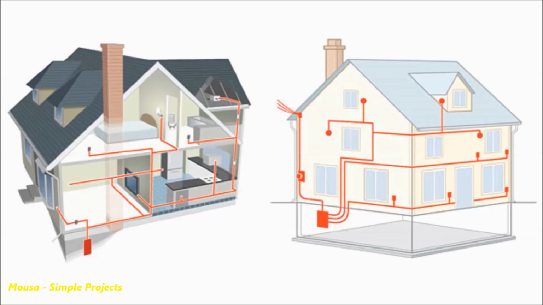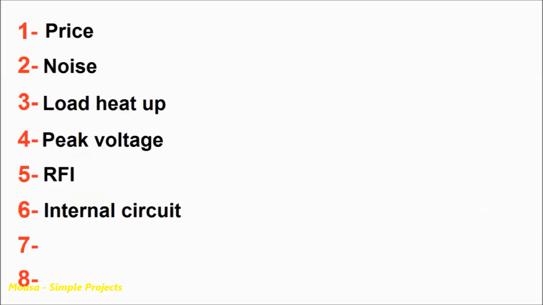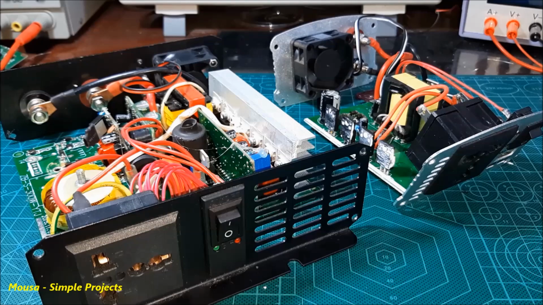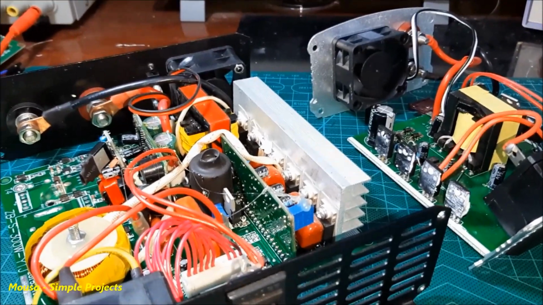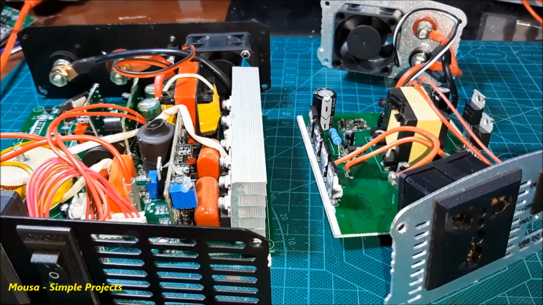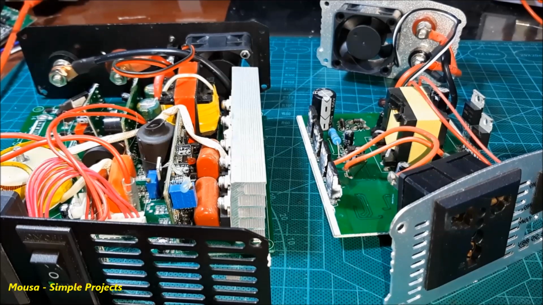and radiate more RFI and noise to the radio and audio devices. The next comparison is the internal circuit. I tear down both these two inverters to see the circuit inside. As you can see, the pure sine wave inverter is much more complex.